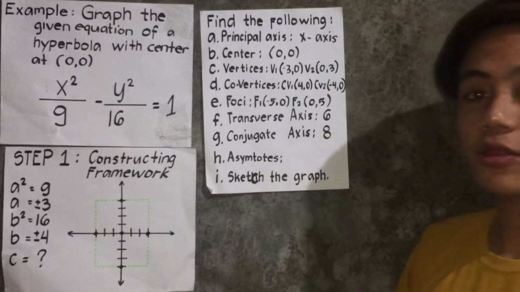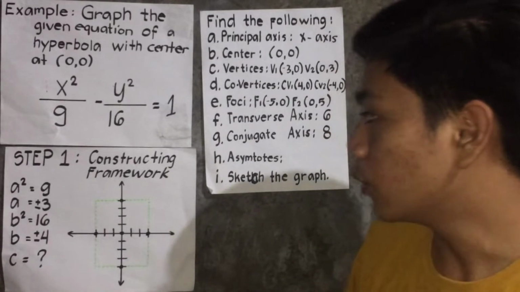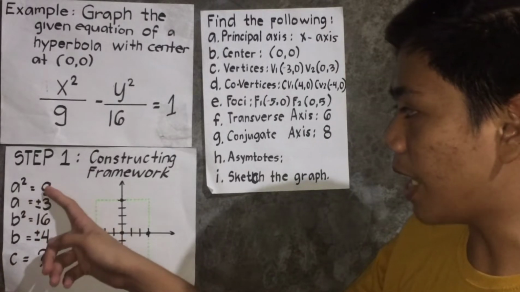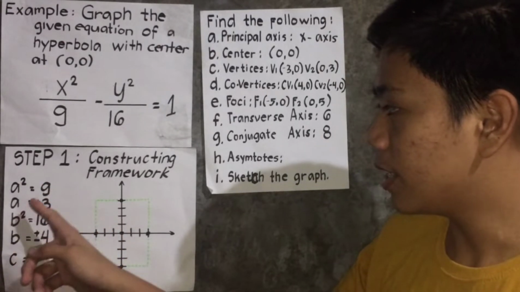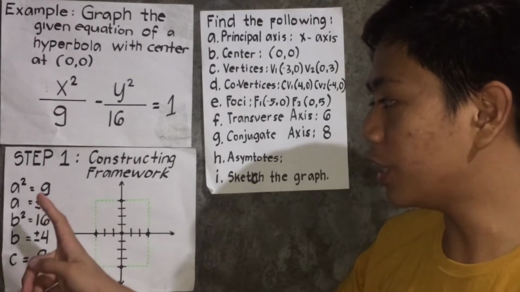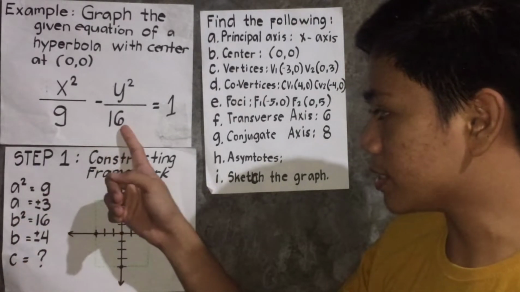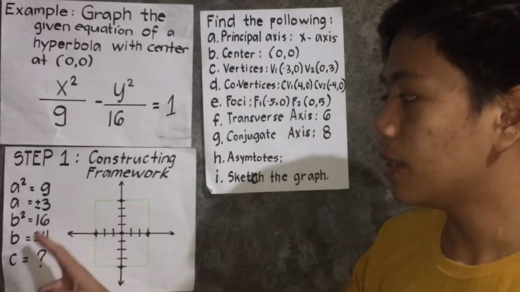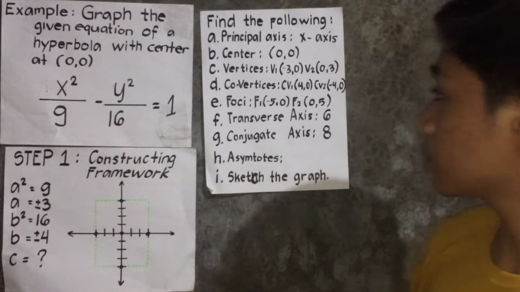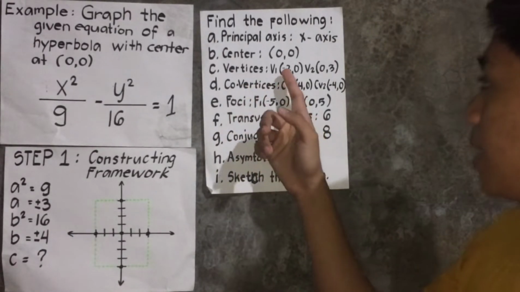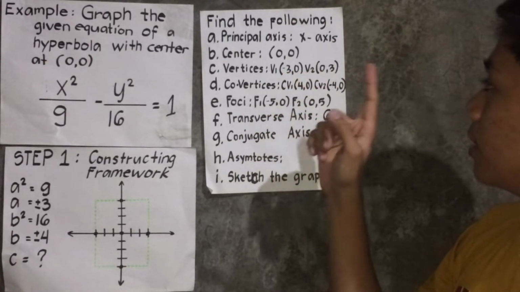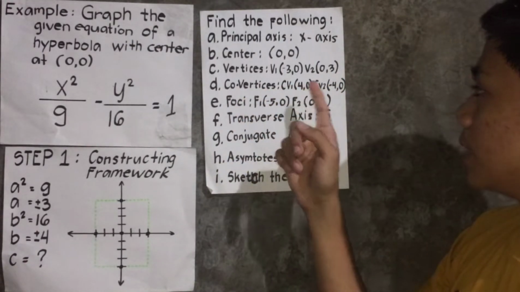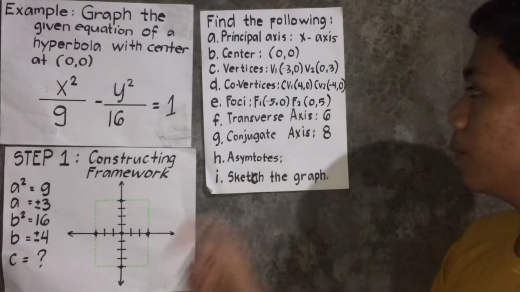The vertices. To find the vertices, we need the a and b. The a squared is 9, so the square root of 9 is positive or negative 3. The b squared is 16, so the square root of b squared is positive or negative 4. So, our vertices are negative 3, 0, and 3, 0. Our co-vertices are 0, 4, and 0, negative 4.